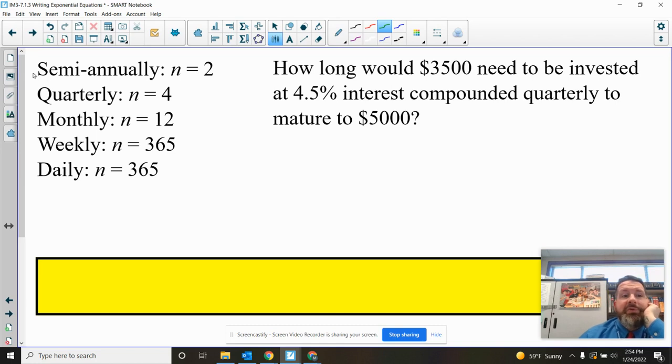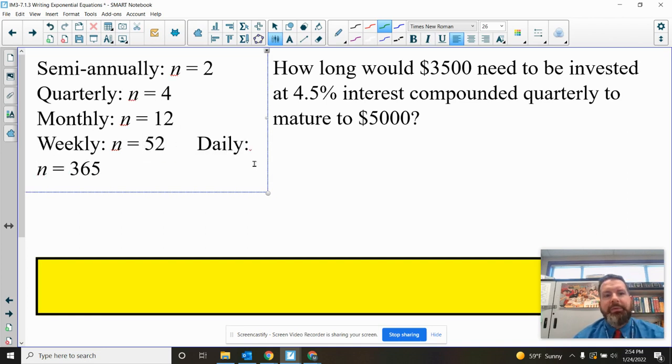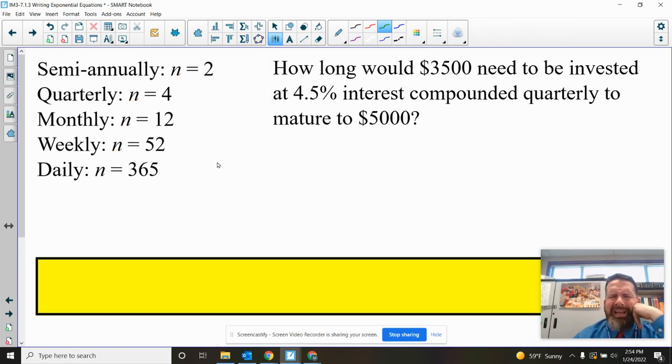Just some vocabulary, first of all. These are the different types of compoundings you may see. So semi-annually, twice a year, quarterly, monthly, weekly. Oh, this should say, of course, 52 compoundings a year. And then daily would be 365. In reality, I think most typical banks do a semi-annual or quarterly compounding. These are rarer.